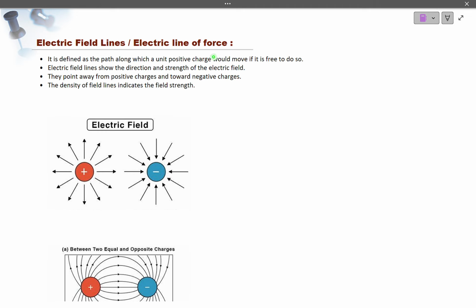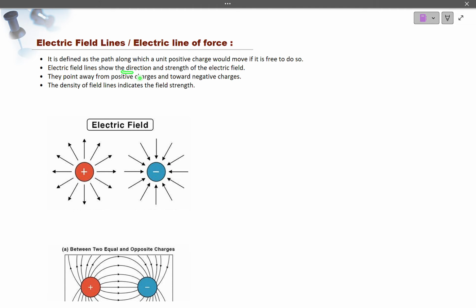Hi, let's learn about electric field lines or electric lines of force. It is defined as the path along which a unit positive charge would move if it is free to do so. Meaning, if we set a positive charge free, the path along which the charge moves is called electric field lines or electric lines of force.